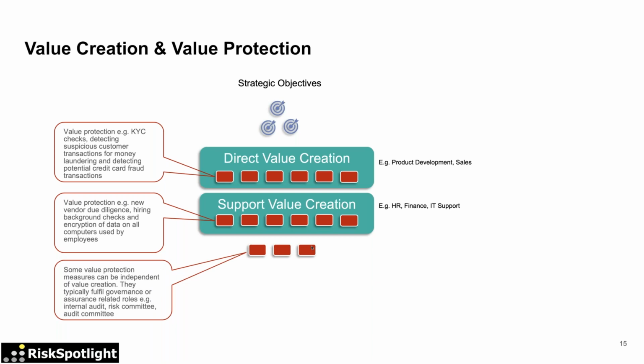And there is some value protection which can be independent. This will typically be your governance. Your internal audit may not be embedded either in direct value creation or support value creation, but what internal audit is doing is playing a key value protection role. The same goes for your risk committees and audit committees, where they may not be embedded in any first line function. They may be completely independent. So you can also have some value protection aspects not embedded in the day-to-day first line processes.